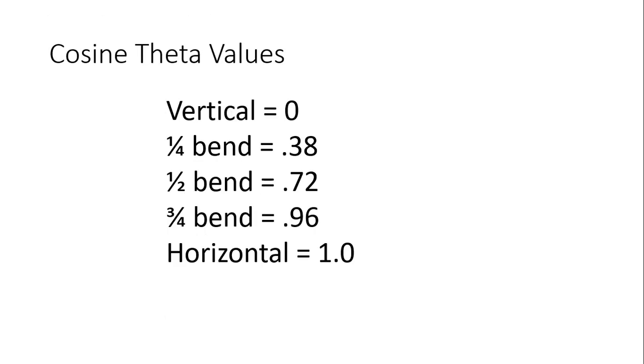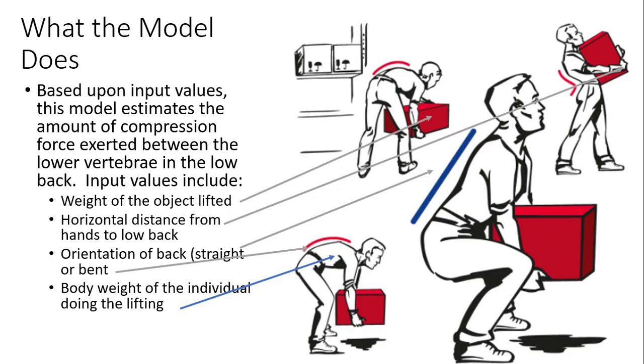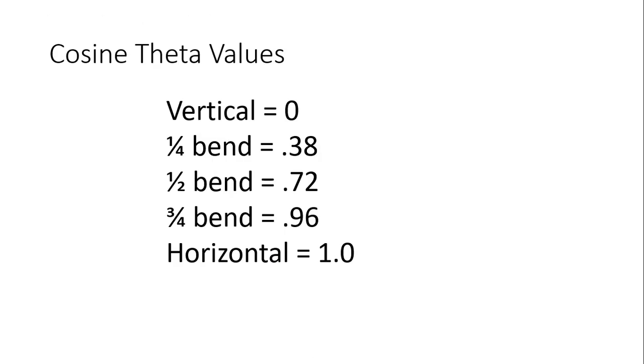Now, our cosine theta values are the following, and this is for the orientation of whether someone is standing up straight, in which case they're vertical, and in that case the value would be a 0. If they were 1/4 of the way bent over, that would be a 0.38, halfway 0.72, 3/4 of the way 0.96, and if they're completely bent over, like this guy is here on this bottom left-hand corner illustration, that would be a value of 1.0. So this is how we're quantifying that angle in the back based upon these values.